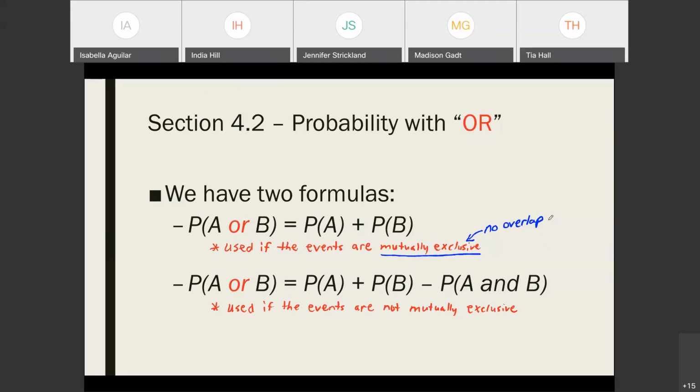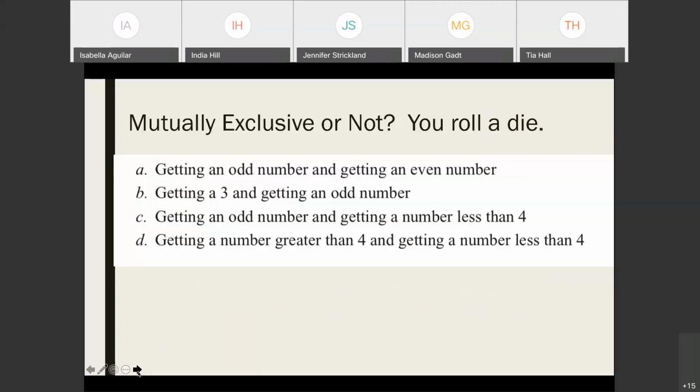All right, so I'm going to go ahead and look at an example page, and we're going to talk more about what that actually means with that mutually exclusive. The example that we're doing is we're rolling a die. So we're rolling one die, so one six-sided cube. And we've got a couple of different scenarios here, and we want to say, yes, they're mutually exclusive, or no, they're not.